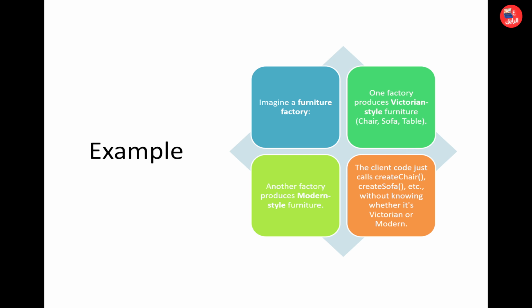For example, imagine a furniture factory. One factory produces Victorian style furniture like chair, sofa or table, and another factory produces modern style furniture. So the client could just call create chair, create sofa and so on without knowing whether it's Victorian or modern.